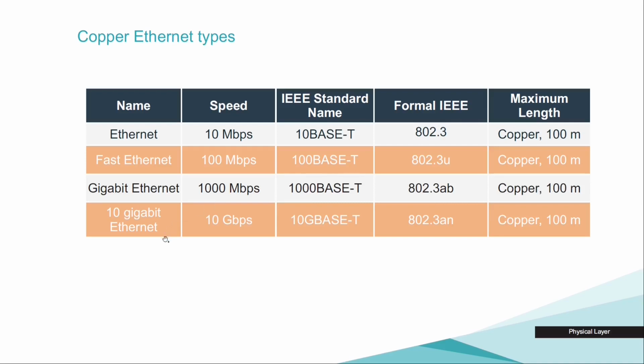There is also the 10 gigabit per second Ethernet. This cable's speed is 10 gigabits per second. The standard name is 10GBASE-T. The formal name is 802.3an. This cable is a copper cable and can run up to 100 meters.